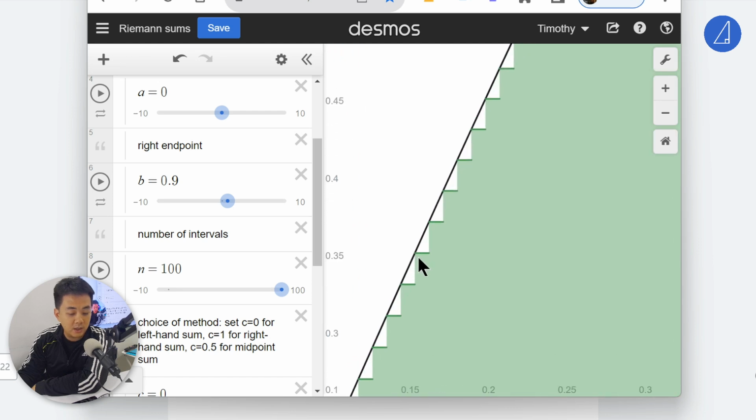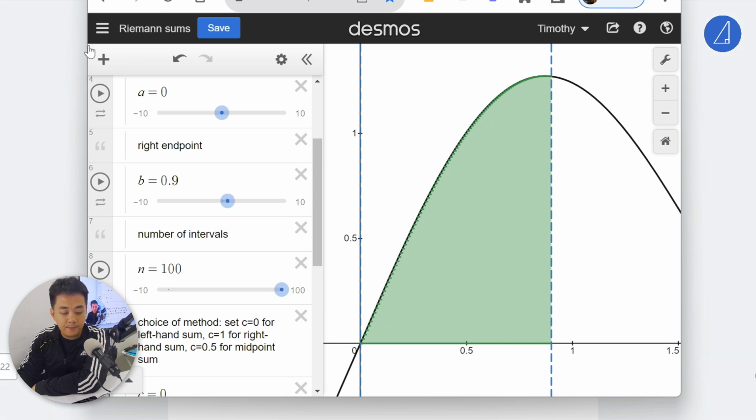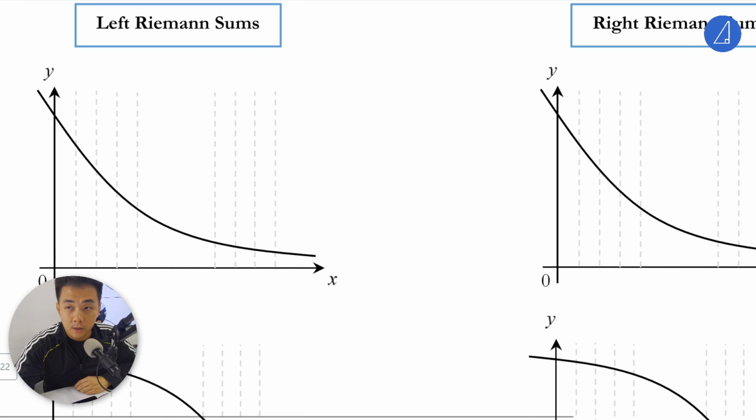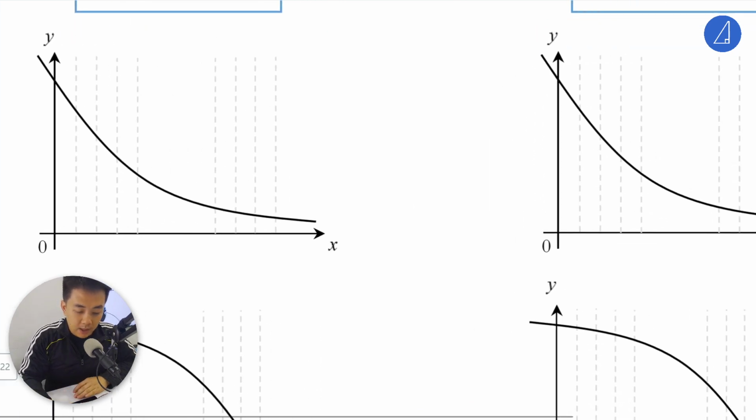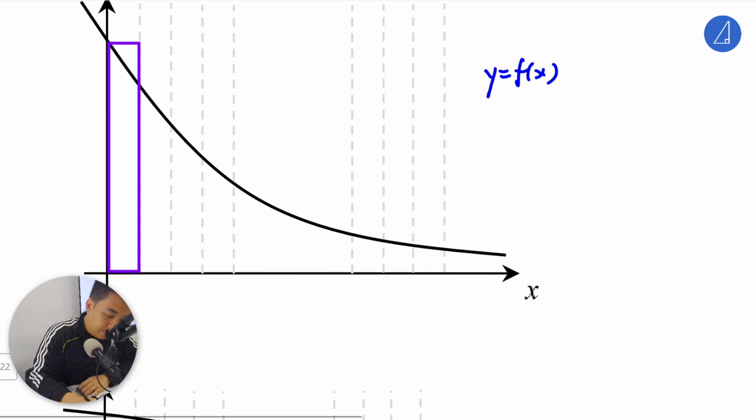You see that this small jagged area here? That's the cool part. So you can Riemann sum from the left or right. When we say left Riemann sum, what we actually mean is taking the boundary. Let's say this is f(x). Left Riemann sum just means that I'm taking the area of the rectangle from the left side. The height of the rectangle is registered from the left bound.